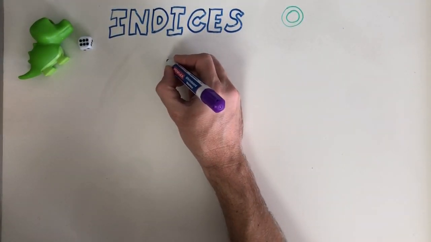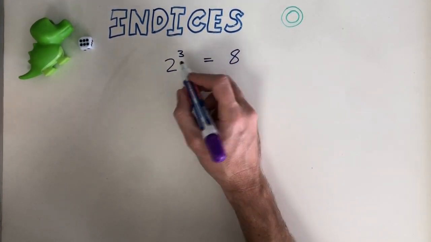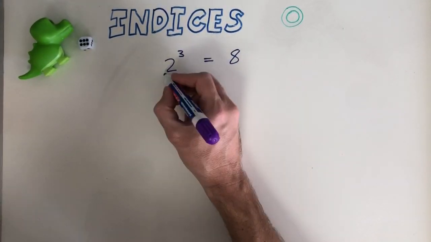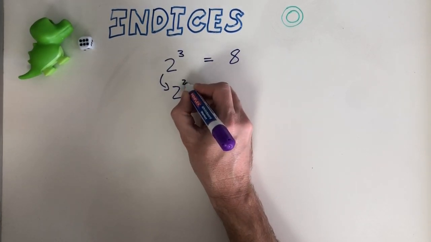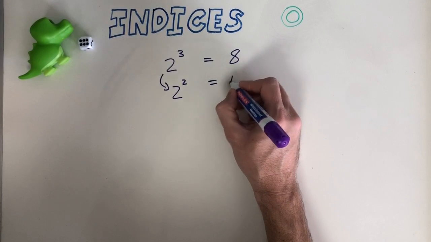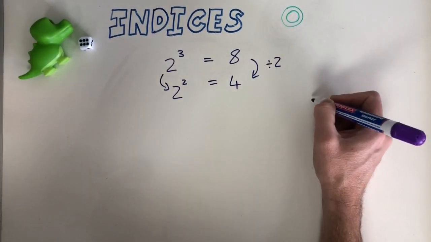So let's say we had 2 to the power of 3. I would know that is 8 because 2 times 2 times 2 is 8. What happens if I reduce this index? So I say 2 to the power of 2. What happens? 2 to the power of 2 is 4. So what happened here? I actually divided by 2.